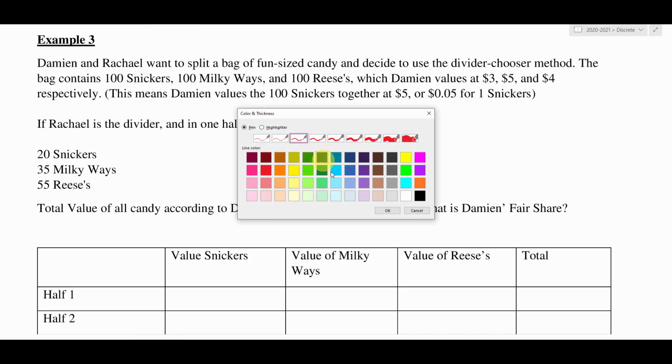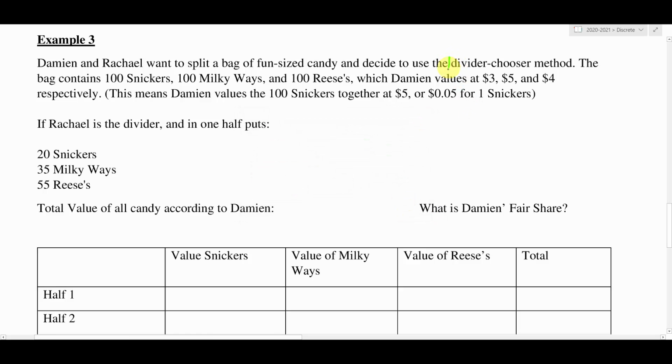Let me pick a different color here. I'm going to go green. All right. So we're looking at divider chooser. And if you recall, the way that the divider chooser method works, it's the you cut, I choose method. So one person is the divider. They're going to take whatever it is you're dividing and they're going to cut it in half.